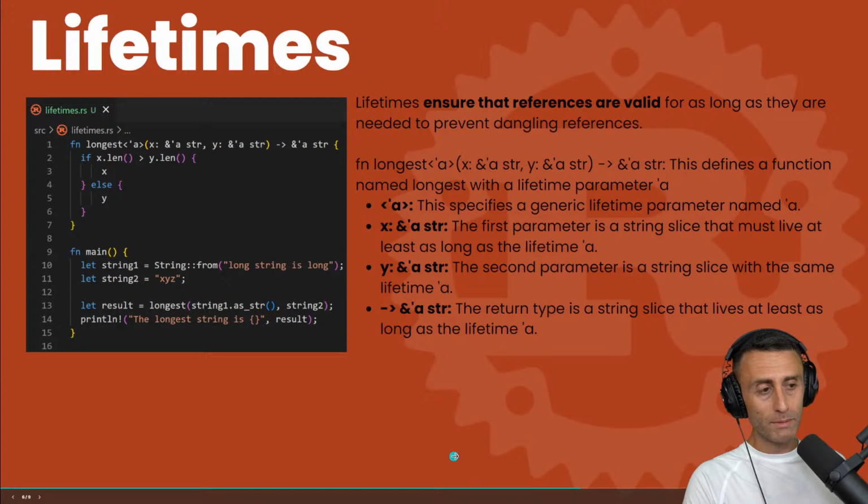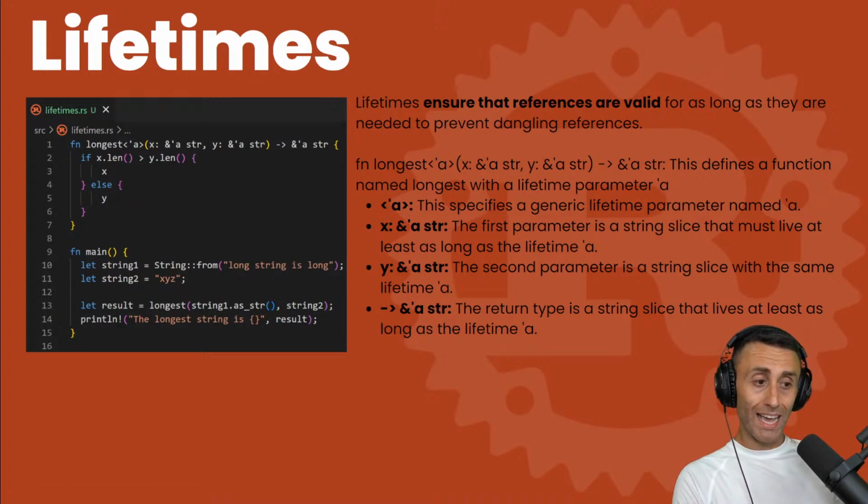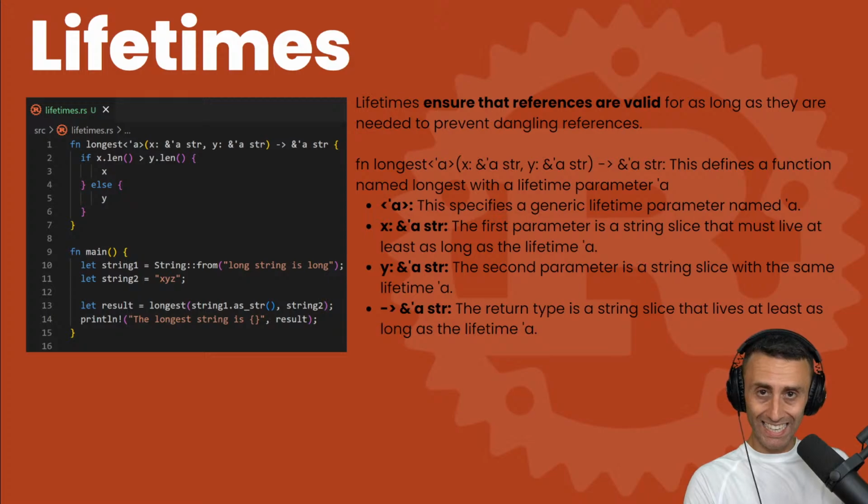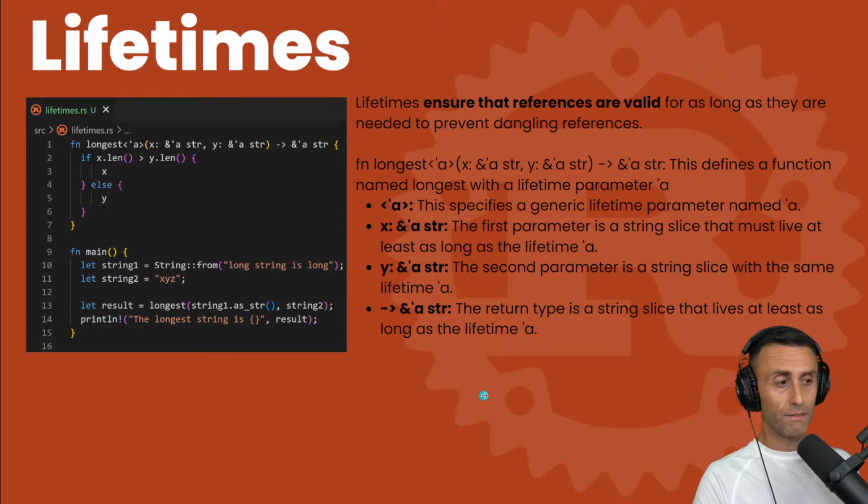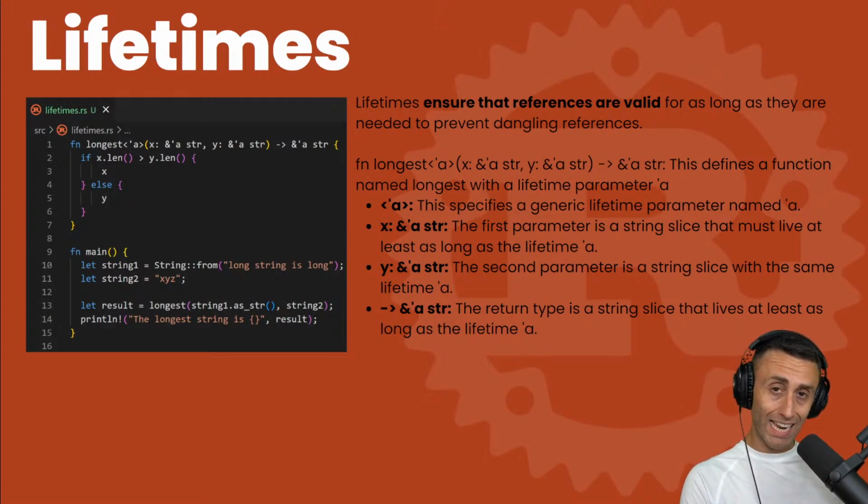So lifetimes ensure that the references are valid for as long as they are needed, and this is to avoid dangling references in Rust. If you are not getting what I'm saying, check references, borrowing, and ownership in Rust in the previous videos. So let's focus for a moment on this syntax, and let's try to digest it. So we see this fn longest. Basically, we want the longest string here.